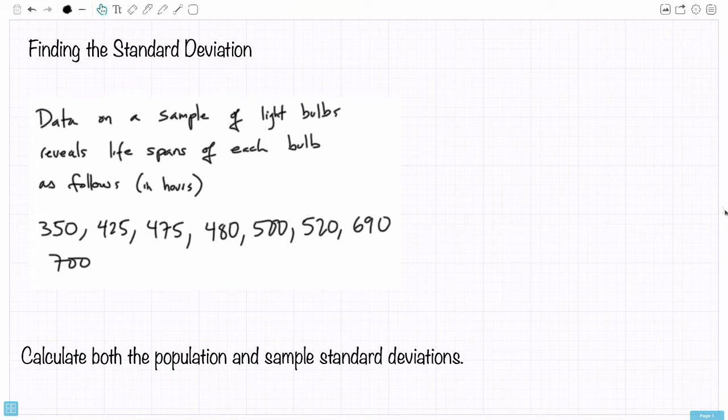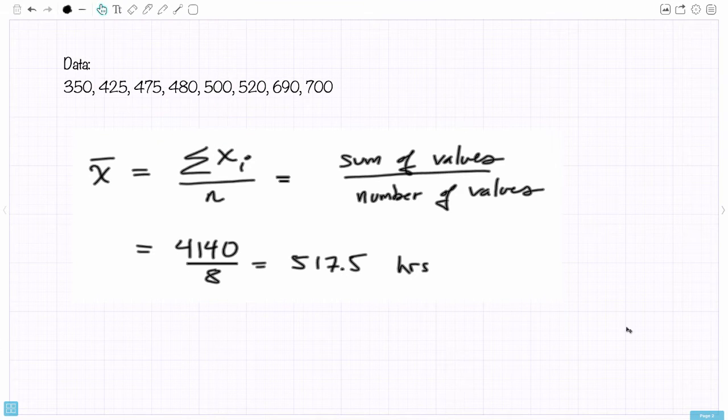Now, our first step is to add up all the values and divide by the number of values, that is, to get the average. So the data was the 350, 425, 475, 480, 500, 520, 690, and 700, and this X bar represents the sample average. It's equal to, this is a sigma, represents the summation of all the data values. X sub i represents each data value. X sub i could represent x1, x2, x3, and so on for each of the data values, and I have n representing the total number of values. So this is the sum of the values on top, the number of values.